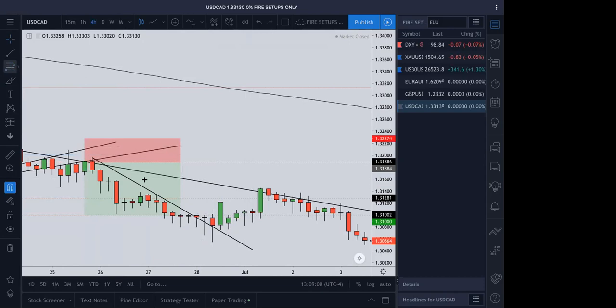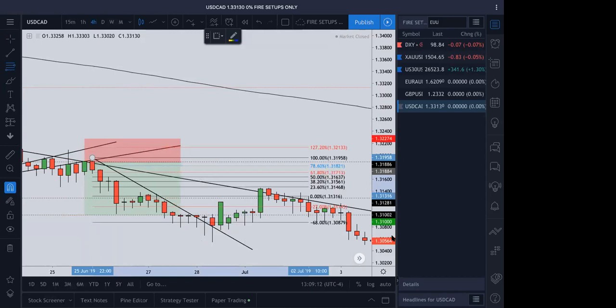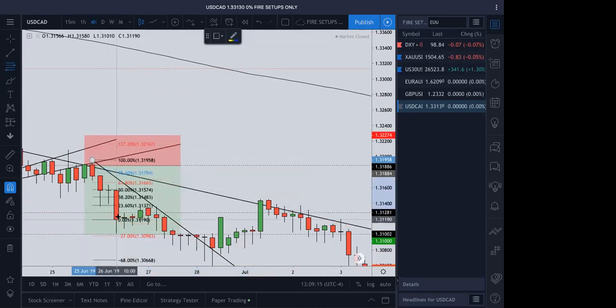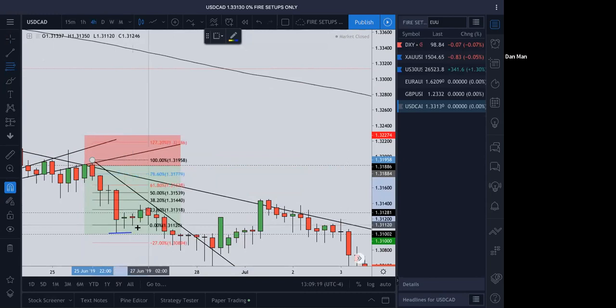High to low. After the first green candle closed. High to low.